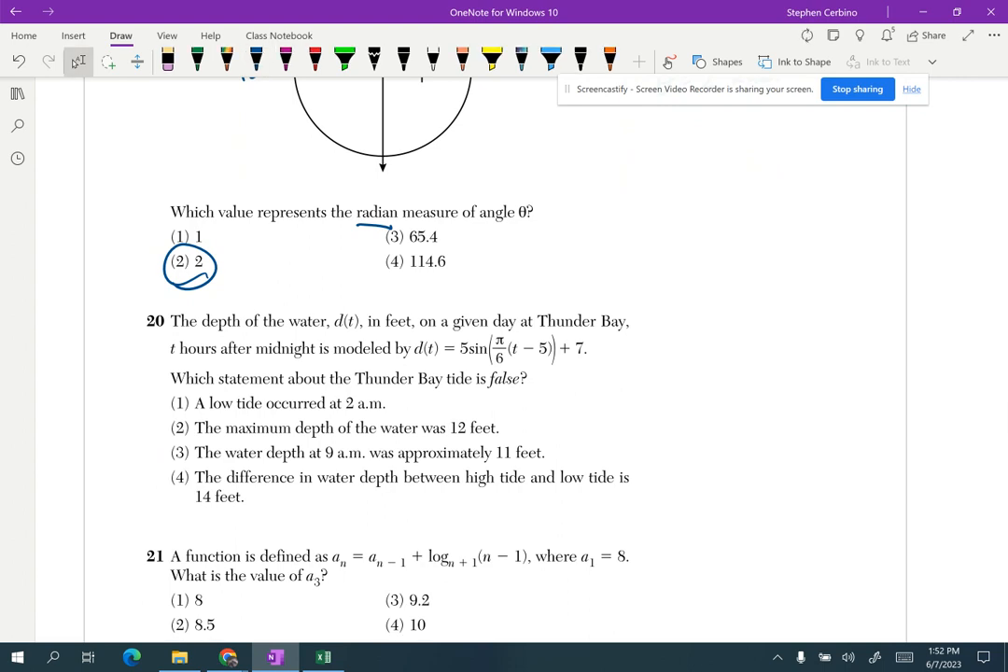Number 20 talks about the depth of a bay, and it wants us to know which one is true. So for this, there's a lot of things going on here in this function. It's talking about minimums, maximums, specific times. So the easiest way to do this one is actually going to be to graph it.